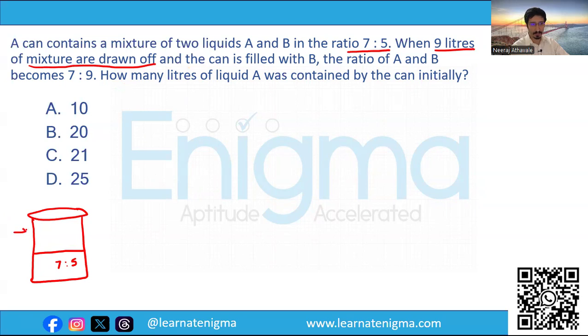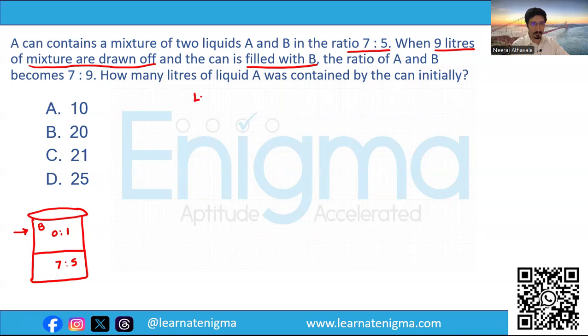But now it is completely filled with B. So this remaining part is now completely filled with B. Now because this is B, A to B ratio over here will be 0:1. This is a very important thing. We are filling the remaining empty part with only liquid B. So A to B ratio will be 0:1. So now let's represent this part in the alligation.